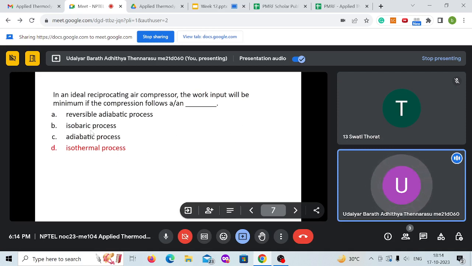So your minimum work will be for the isothermal process, and you can calculate that as RT1 ln(P2/P1), your pressure ratio. So that will be your work done. And for the other adiabatic or isentropic processes, similarly, you just have to integrate V dP.